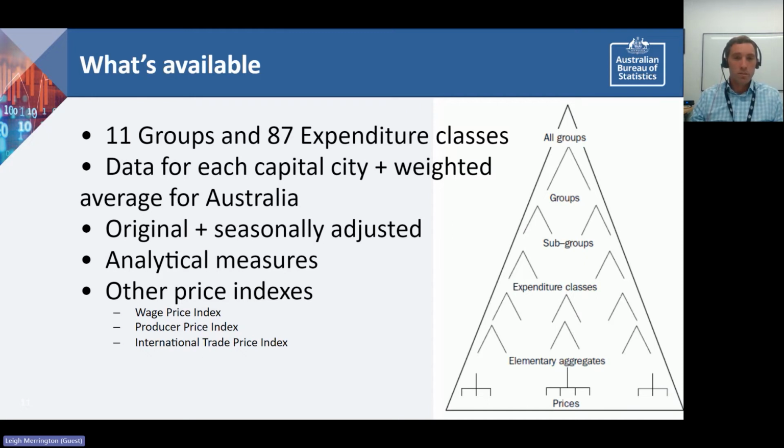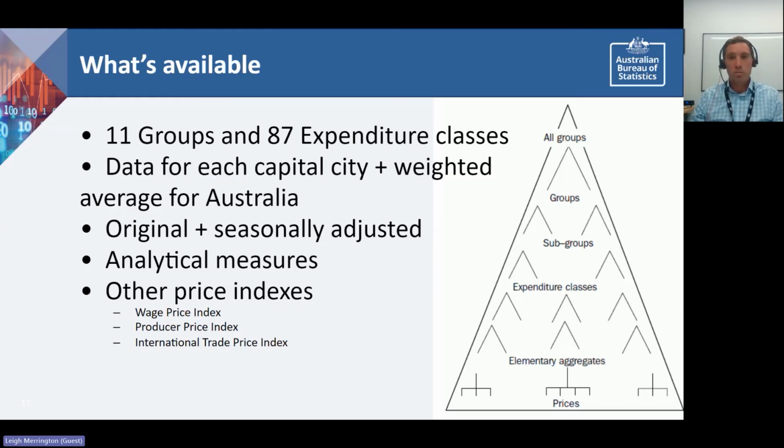And just next is some analytical measures. So we don't just produce the CPI, we produce a suite of measures, which I'll spend a bit more time on shortly explaining. And at the ABS, there is more than just the consumer price index available. The branch I work in also produces the wage price index, which is a fairly high profile measure of wage inflation.